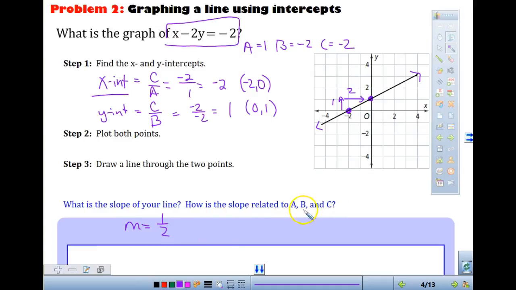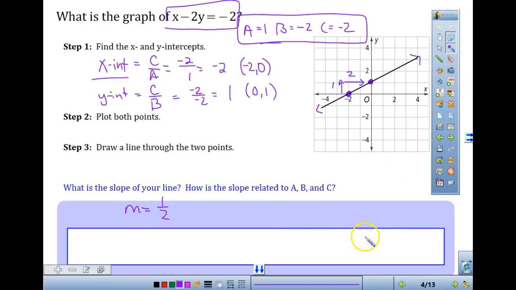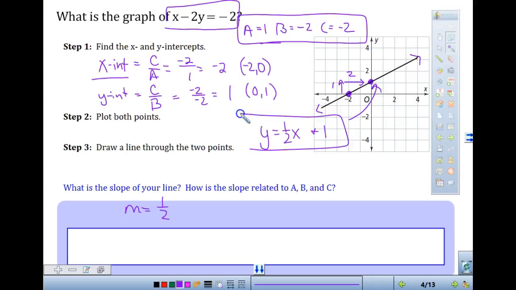How is that related to the a, b, and c? Again, our a in this case was 1, b is -2, and c is -2. Before we do that, how can I write this equation in slope-intercept form? What would my equation be in slope-intercept? y equals 1/2 x plus 1, right? Because here's the y-intercept. So that's my equation in slope-intercept form.